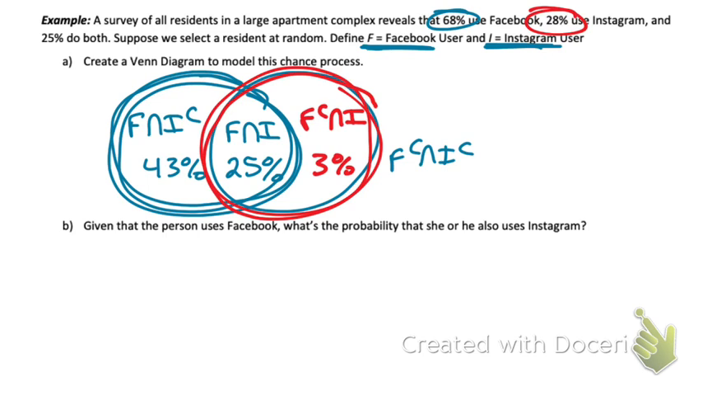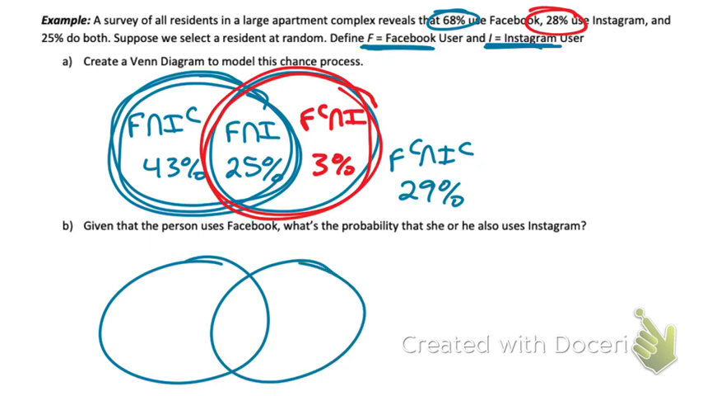How much? 29%. Perfect. All right, you guys. Now we have some questions to answer. Given that the person uses Facebook, what's the probability that he or she uses Instagram? 25%. Given that they use Facebook, what's the probability that they also use Instagram? 25 over 68. Boom. Here's how this works.